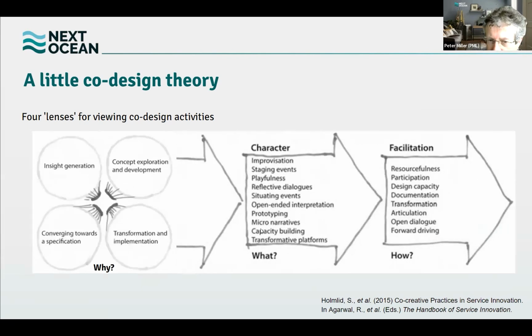Then there's what you're going to do in co-design, and how you're going to do it. So in terms of what, there's kind of dialogues you can do. You can prototype things. I won't go into all of these, but yeah, you can ask people to improvise, like a use case of what an ideal product would look like. The idea is to be, as I said, enjoyable, creative.